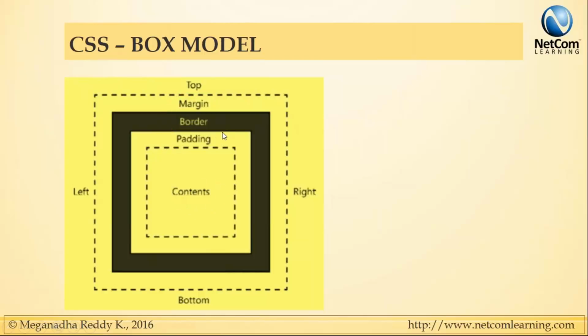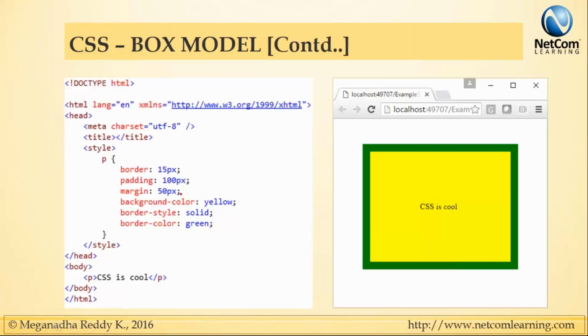Now we will understand this if we see some example. Let's see this and try to understand. Now see this. This is the browser, and whatever you're seeing here, this gap is called margin, and you can see it on all sides. And now you can see this border is 15. So this is the border, and you can see padding is 100. So this is padding. Padding is the distance between the content and the border. Now background color is yellow, and this is for the paragraph.